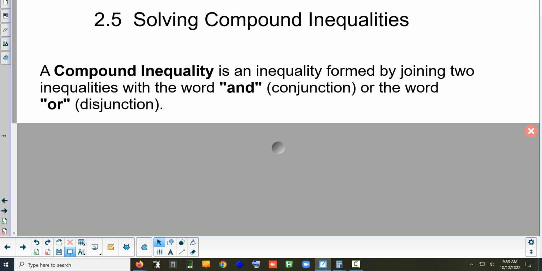So first thing on your guided notes, I know it's a little bit small, so you might have to write above the line, but it says a blank is an inequality formed by joining two inequalities. And the word there is in bold, compound inequality. So a compound inequality is when you have two inequalities, and there's two different words that you can put between them. And that's the next blank.